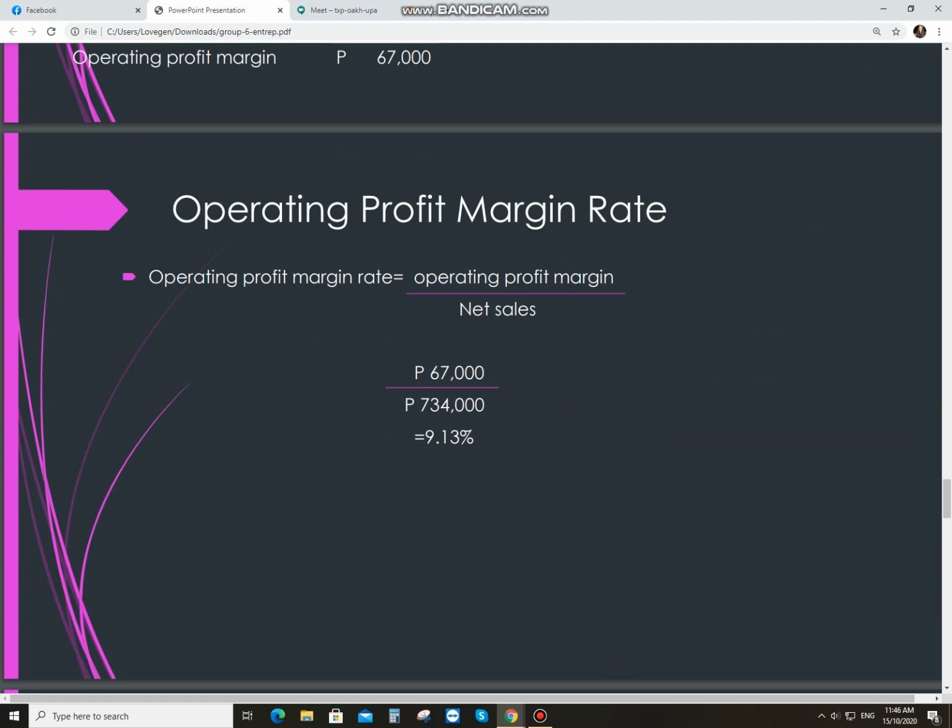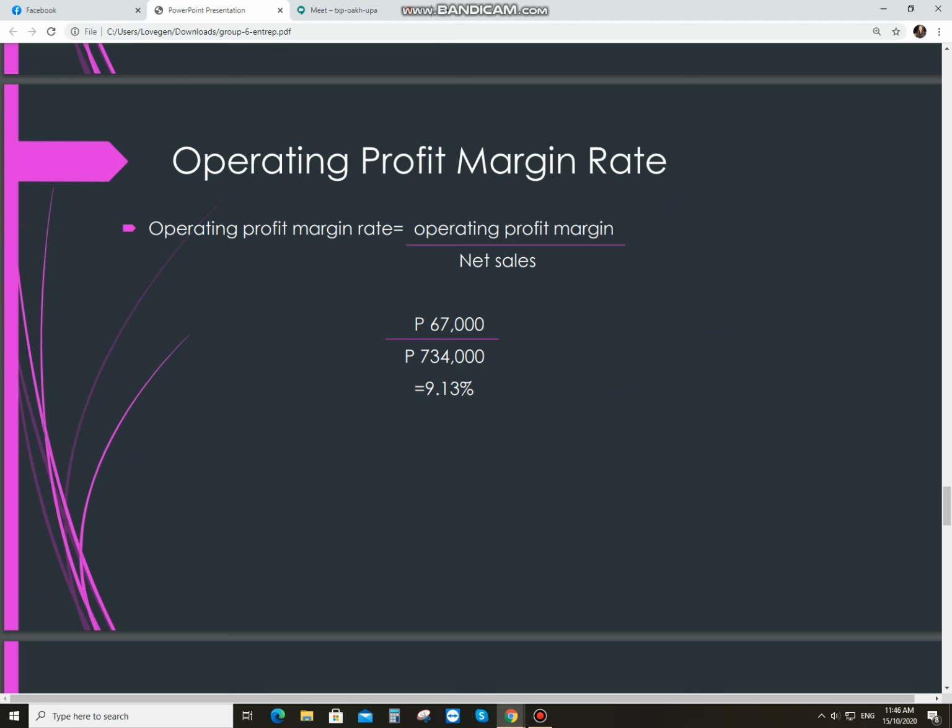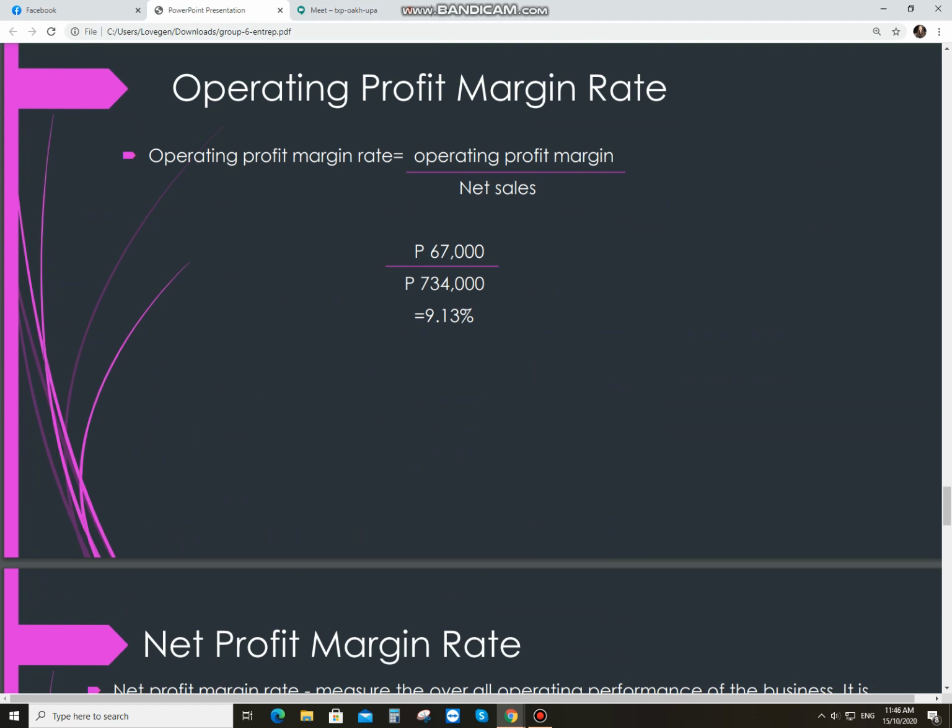So, next is the operating profit margin rate. To get the rate, we need to get the value of operating profit margin divided by the net sales. So 67,000 divided by 734,000 is equal to 9.13%.